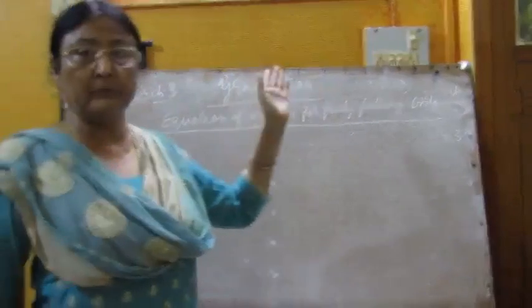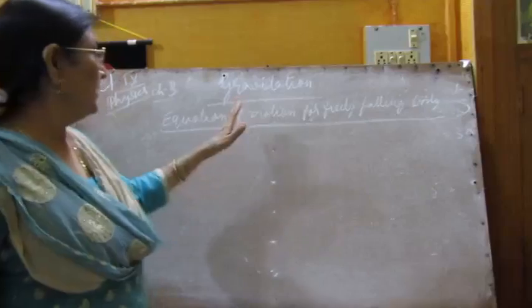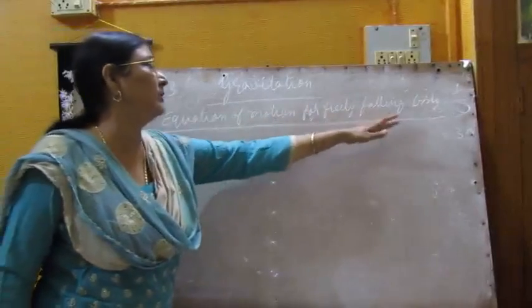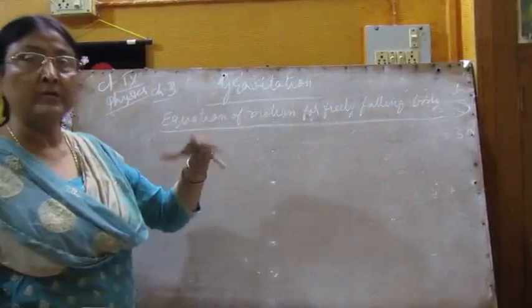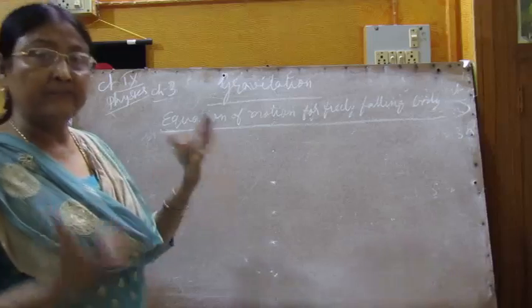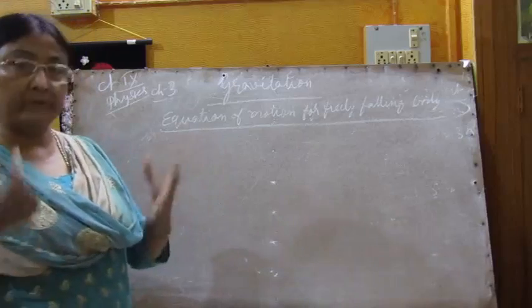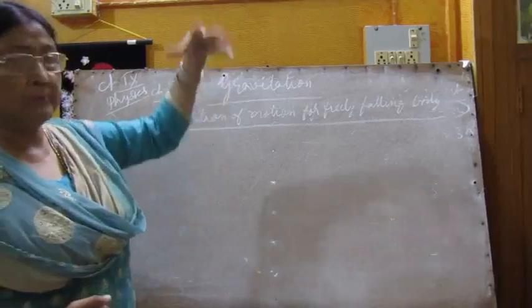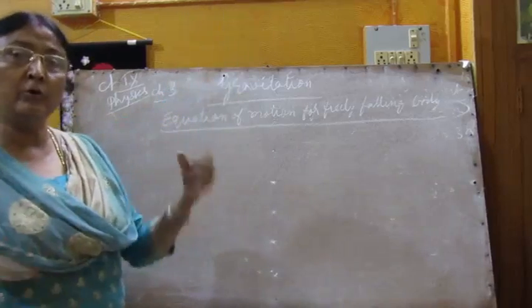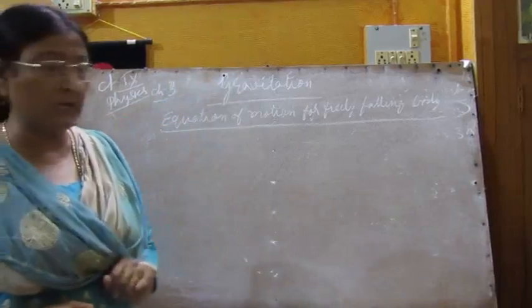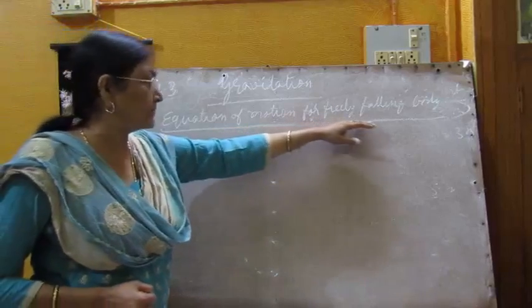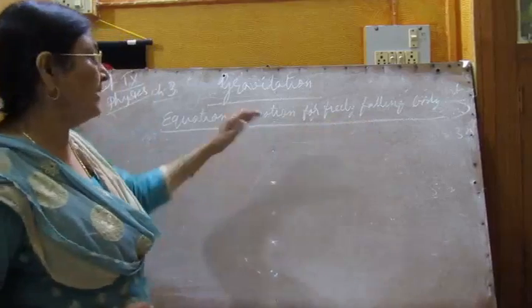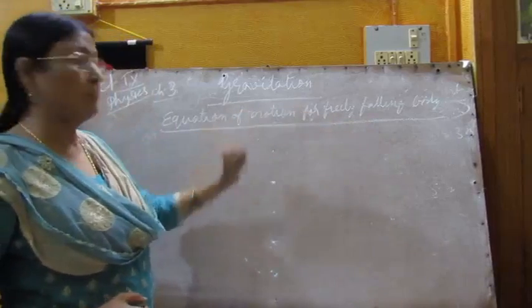I have already made three, four videos. Today I am going to explain the equations of motion for a freely falling body. In the last video, I explained that if you drop bodies of different masses, sizes, and shapes together from a height, they all will fall together on the ground. So today I am explaining the equations of motion for freely falling bodies.